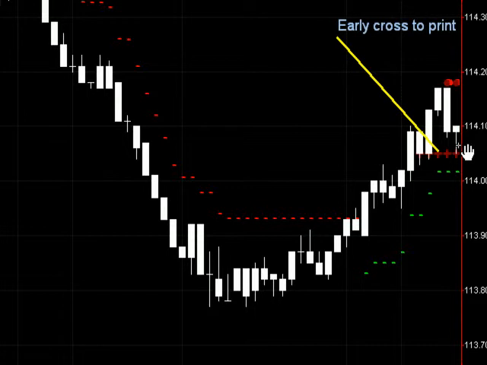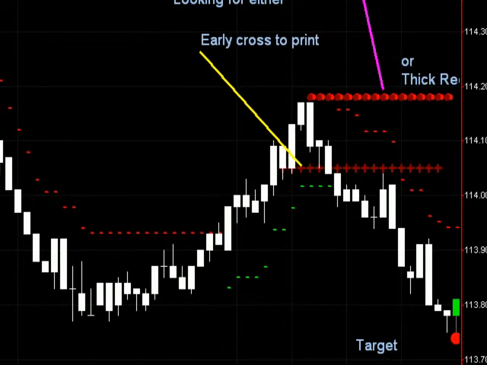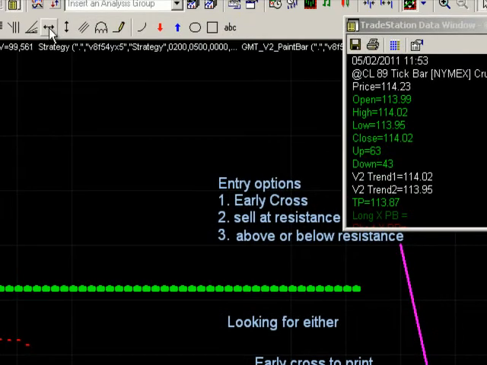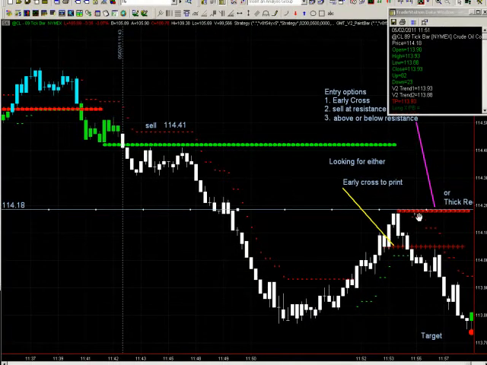Ideally, the way we want to trade the pullback, you've got a few entry options. You can take the early cross as soon as that prints on your chart and work the trade at that level. You can sell at the resistance point. The resistance point on this chart for this exercise is here at 114.18. You can clearly see that there's the level of resistance. So that's what it's printing.